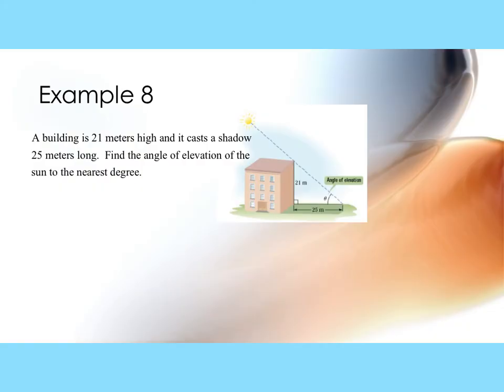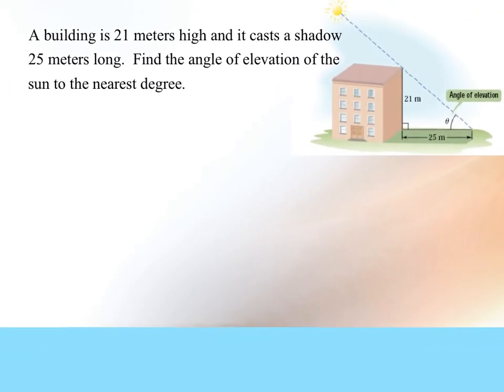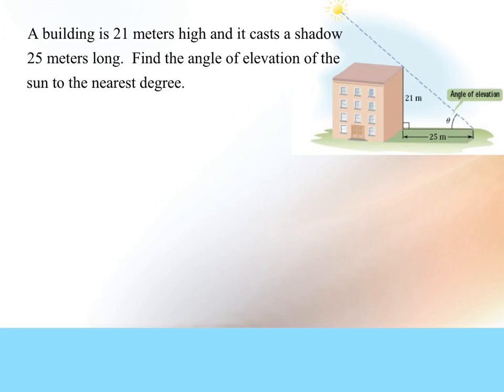Okay, last one. A building is 21 meters high and it casts a shadow 25 meters long. Find the angle of elevation of the sun to the nearest degree. The angle of elevation of the sun can be found a lot of different ways: from the building up, which could be here, or from the ground up, which is most common. Even though it's the elevation of the sun, it's asking what line, if I drew it straight up to the sun, it makes with the ground. These are actually corresponding angles, so they would be the same, so it doesn't matter which one you use.